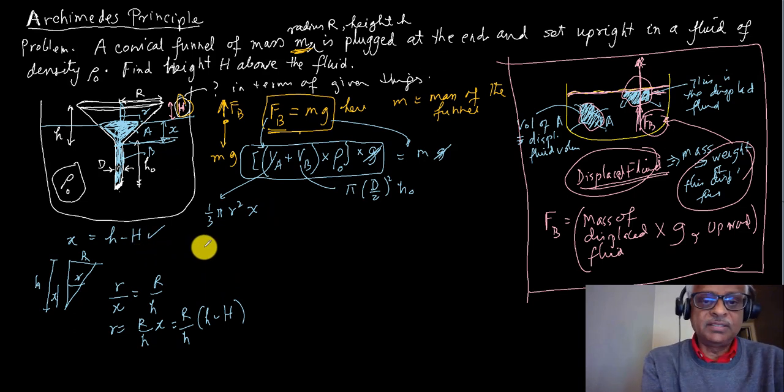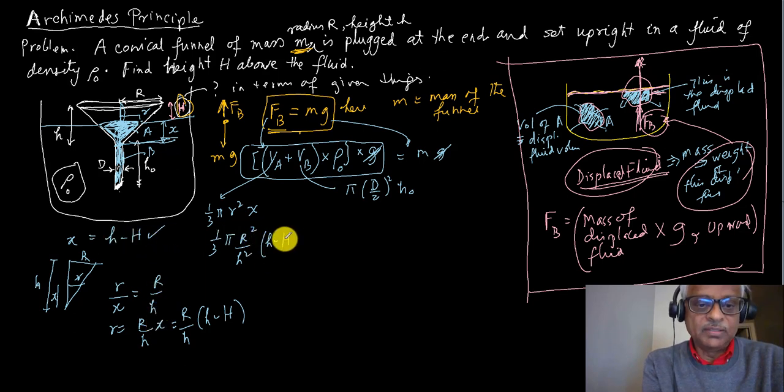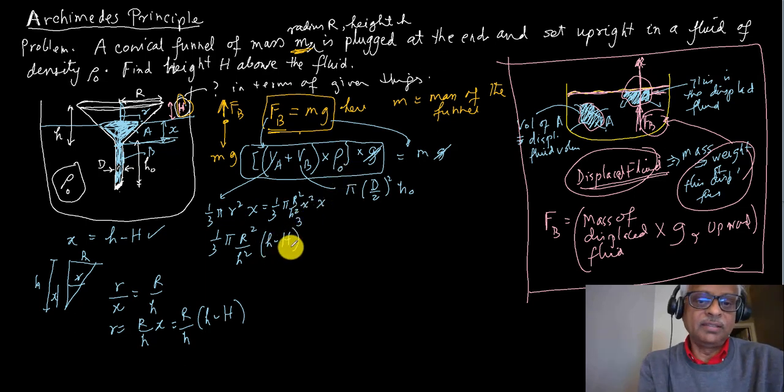And we got all of this. Let's put them together. So this is 1/3 pi R square over H square times x cube, and x cube will be H minus h cube. I think that's correct, right? So this is 1/3 pi, R square over H square x square times x, and that becomes this. So that's where the H is hiding.